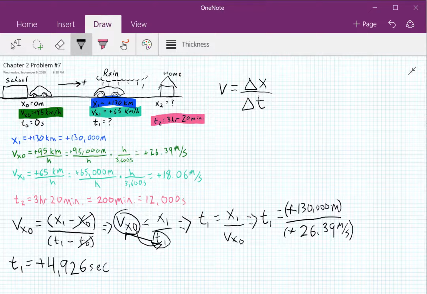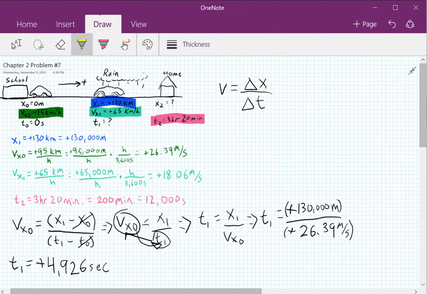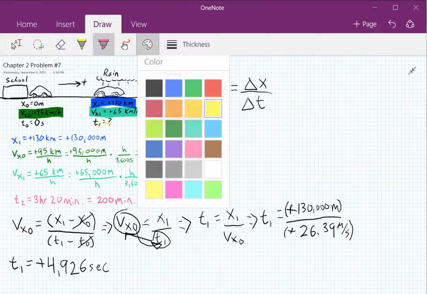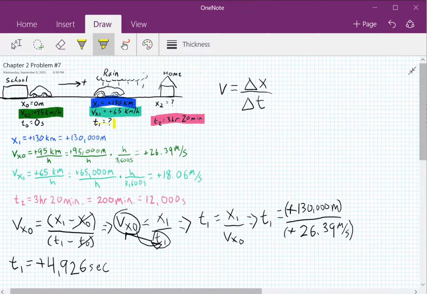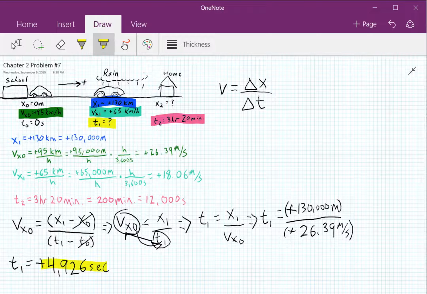Where's this? So this time right here, wrong marker, sorry about that. This time t1 is this value right here. So we have a new piece of information that we didn't have before. Now, this is an important piece of information because we already know the total time, and now we know the time to get to the rain, and we can subtract the total time.